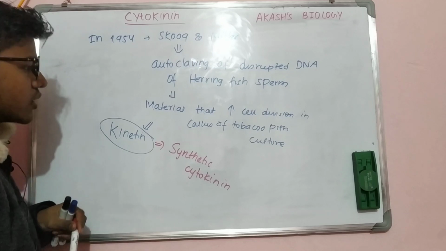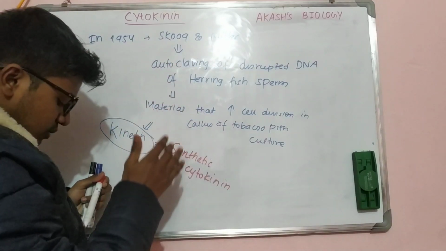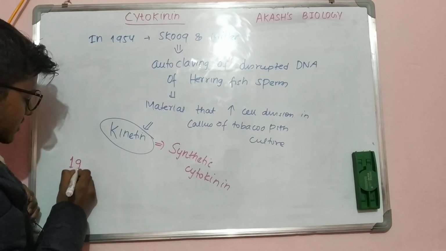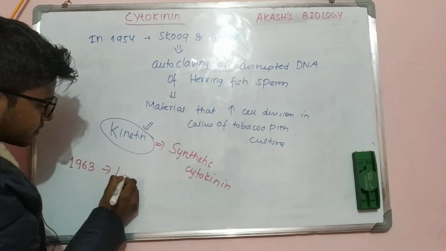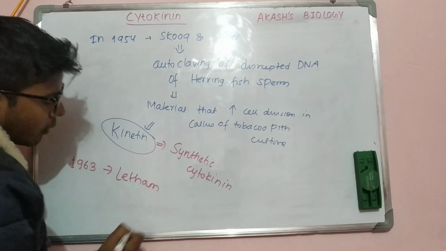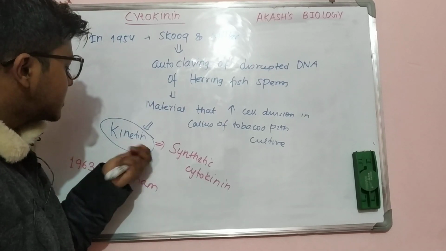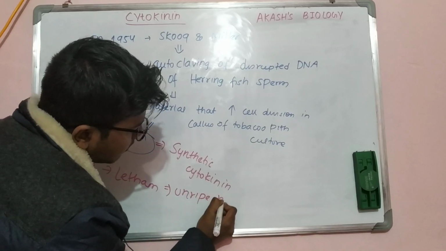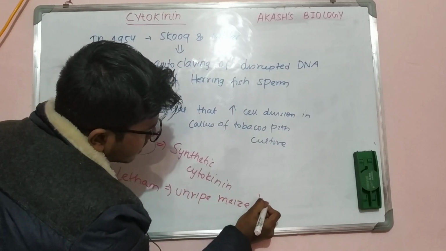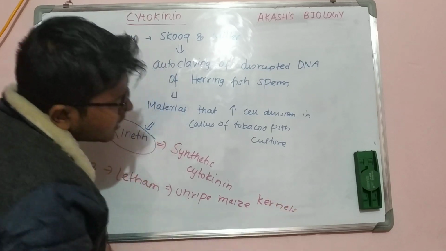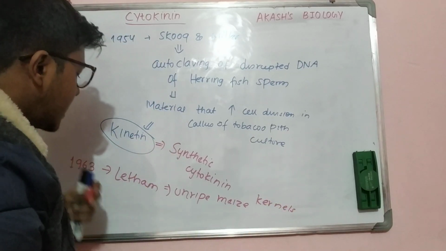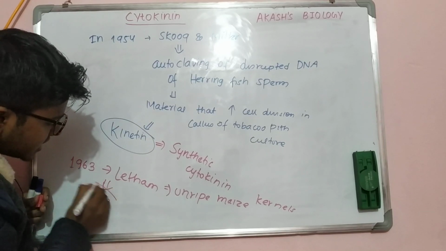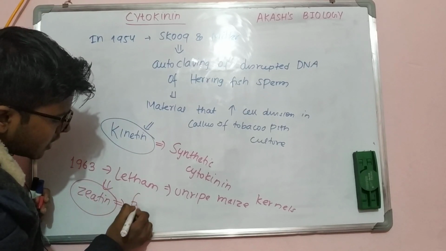Now coming to another thing. After Skoog and Miller, there was a scientist known as Latham. In the year 1963, Latham obtained a similar material, the same as kinetin, from unripe maize kernels. As the scientific name of maize is Zea mays, he named it zeatin. So zeatin is the first natural cytokinin.